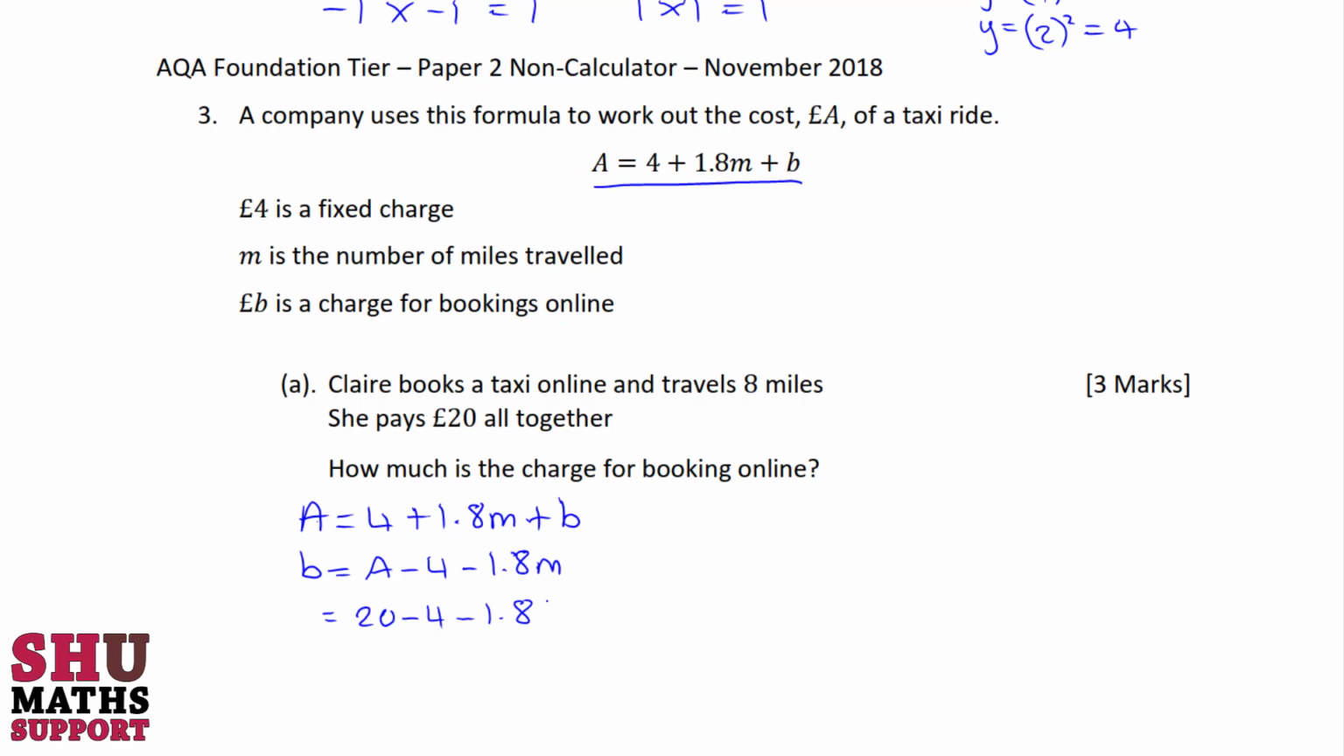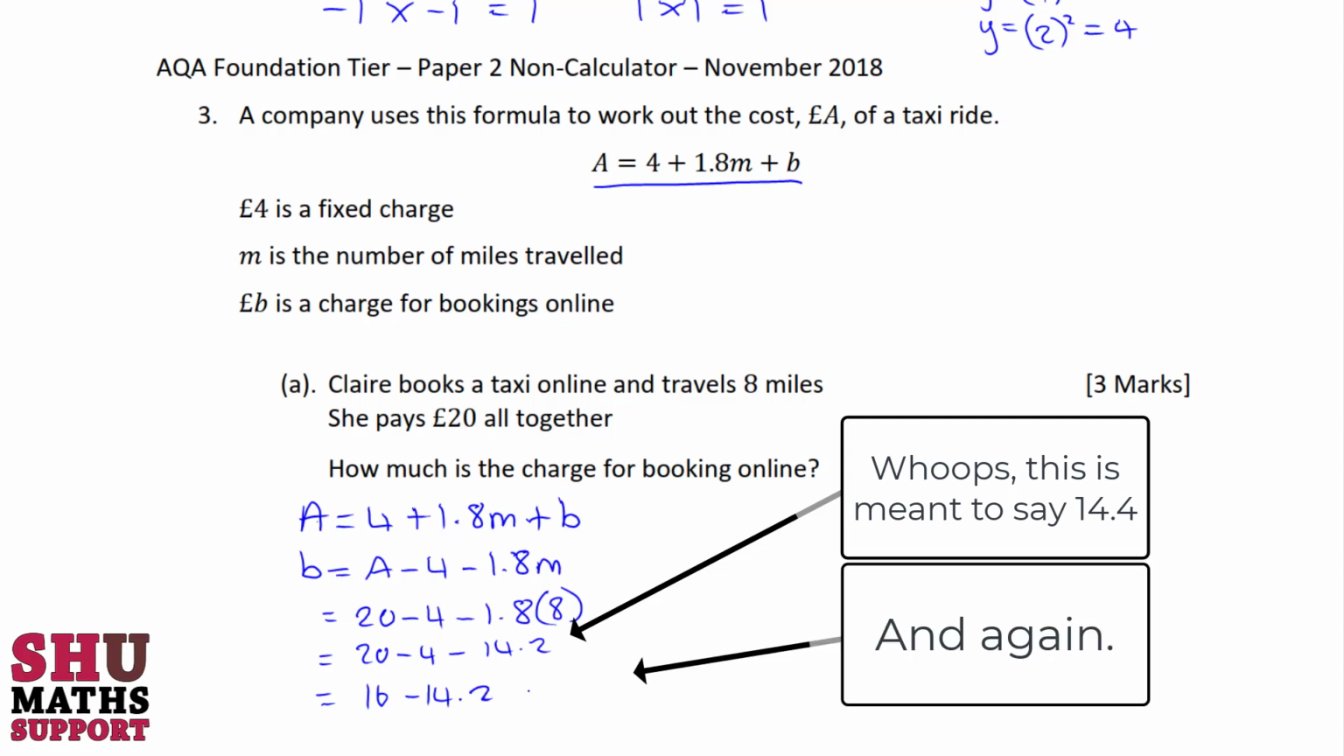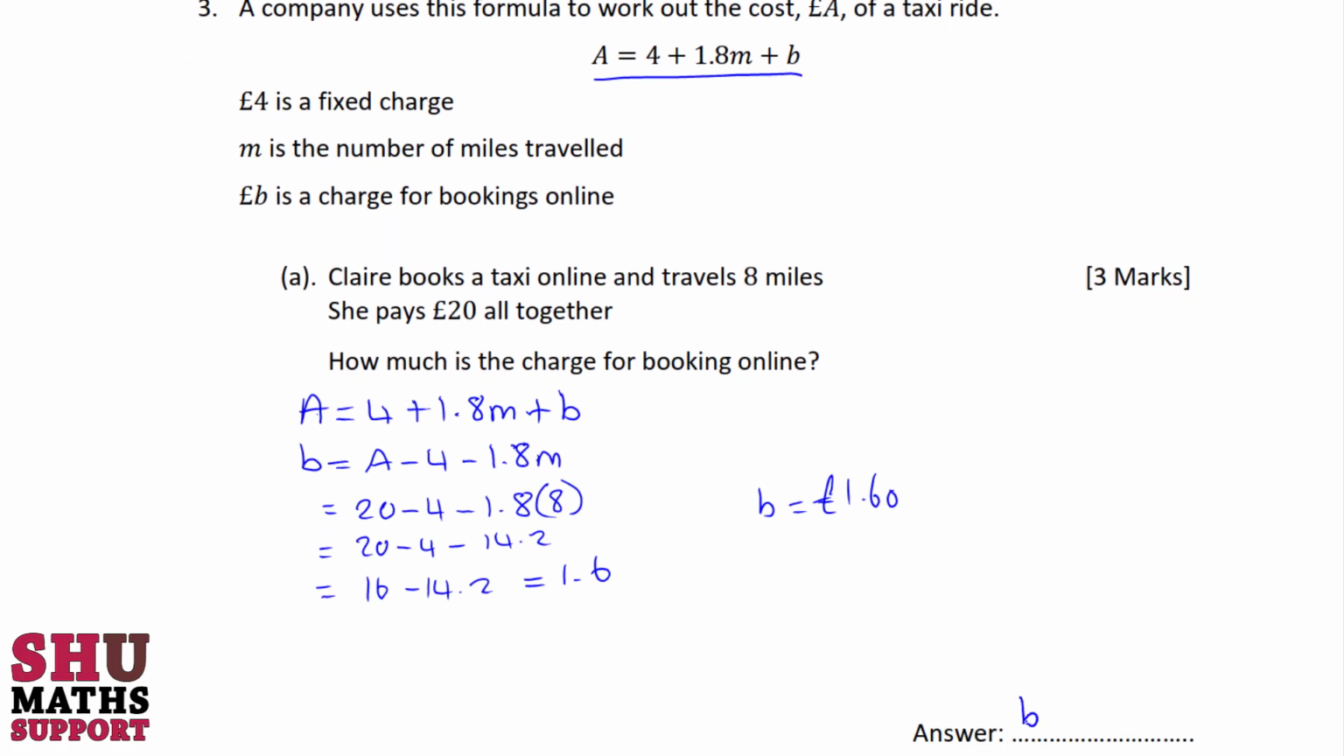So we have 1.8 times 8, and then if we simplify this, we get 20 minus 4 minus, so 1.8 times 8 is 14.4. So we have 20 minus 4, which is 16, minus 14.4, and then 16 minus 14.4 is 1.6. So that means that b is equal to £1.60. So on our answer line, we want to write b is equal to £1.60.